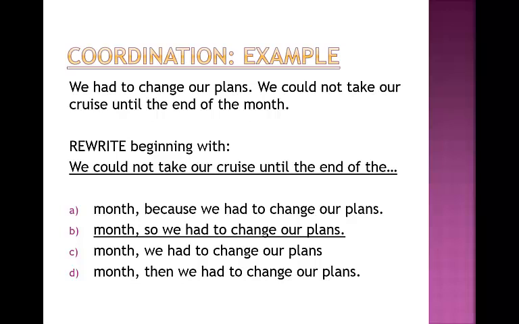If we go with answer A, the word because is a subordinating conjunction, and it tells us that there's a different type of relationship going on here. They're saying they had to change their plans, right? And it was because they couldn't take their cruise until the end of the month. We don't know that for sure. These are just two things that happened, so we can't make that determination.